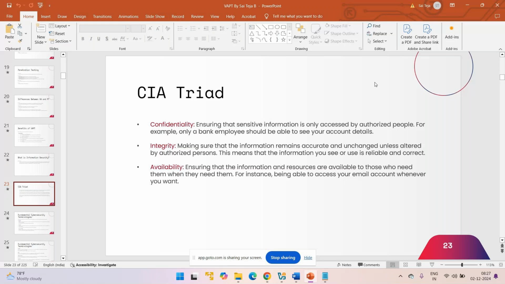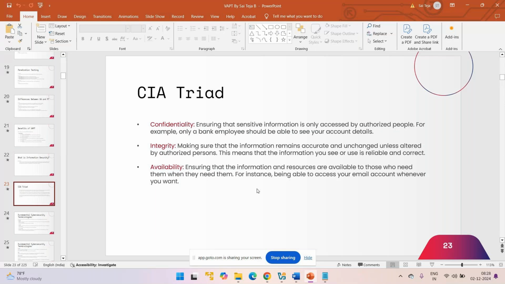And we have availability. Whatever the sensitive information is, it should be available to those who need it whenever they need it. Whenever they want to access the sensitive information or resources, they should be able to access them. If an unauthorized hacker is able to delete it, let's say he got access to delete that information, it will not be available, right? It can lead to availability issues.